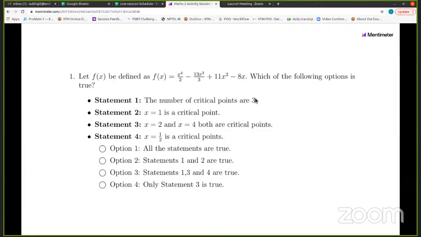That is not necessary, right? Roots can be repeated. Yes. So we are not sure from that that there must be 3 critical points. We have to find the solution by equating f dash x equal to 0. Yeah. So option 3 is the correct one.